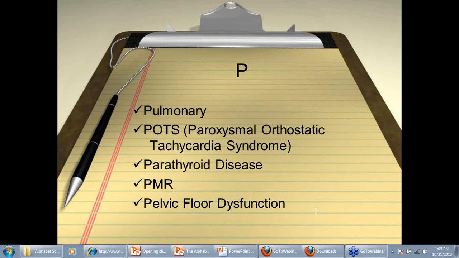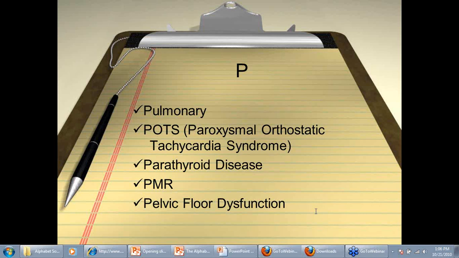POTS, paroxysmal orthostatic tachycardia syndrome, is similar to NMH, or neuromediated hypotension, because these people's blood pressure drops. But that's where the similarity stops. The POTS patient has an elevation of their heart rate in response to changes in their position, but the heart rate is too fast. When the heart rate goes up too fast, then their heart can't continue to pump out the same amount of blood per beat, and therefore the patients feel dizzy, lightheaded, and also fatigue accompanies that.